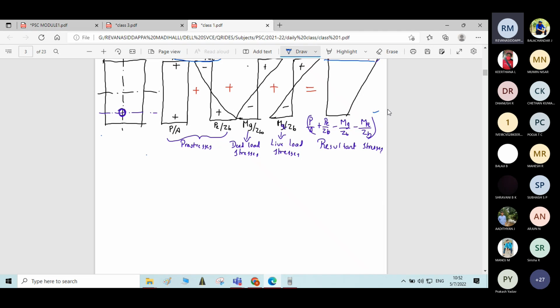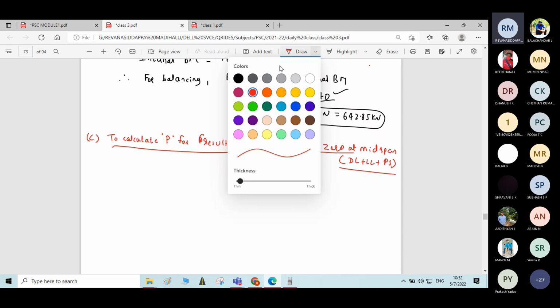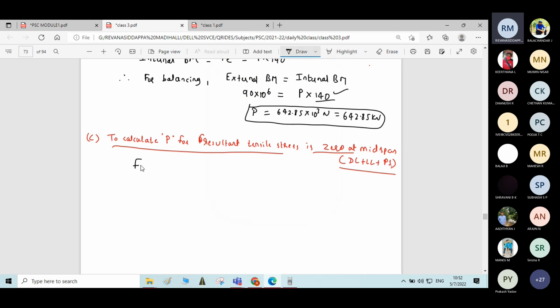This formula you have to use: P by A plus PE by Z minus MG by Z minus MQ by Z. Okay, so the condition given is resultant tensile stress is 0, which means F inferior equal to 0. This is the condition he has given. Using this condition, we have to solve for the unknown parameter P, the pre-stressing force P.